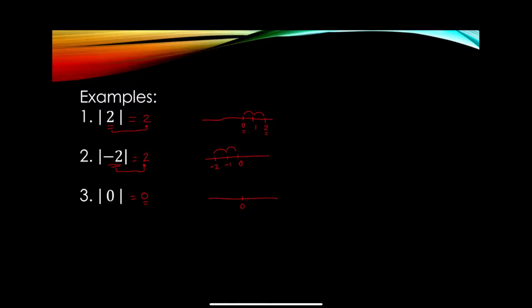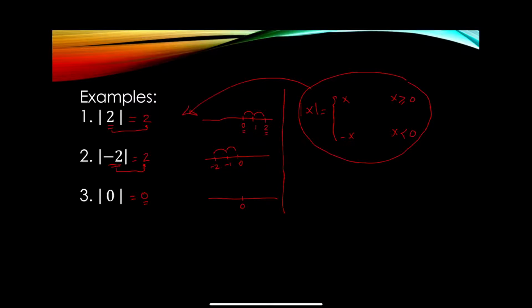Now, let's see the reason why we define the absolute value of any variable x as either x when x is greater than or equal to 0 and -x when x is less than 0. Let's apply this definition on the following 2 examples. The absolute value of x is equal to x if x is greater than or equal to 0. Take example number 1 and example number 3. The absolute value of 2 is equal to 2. The absolute value of 0 is equal to 0.